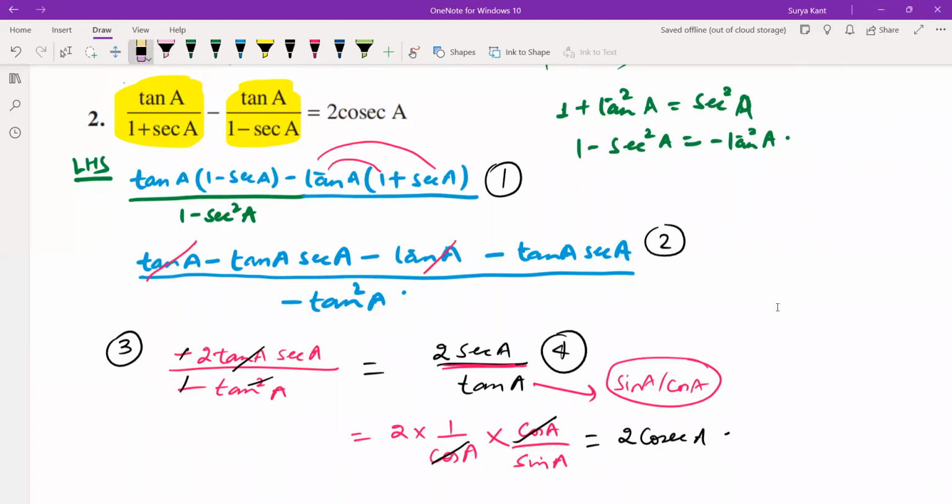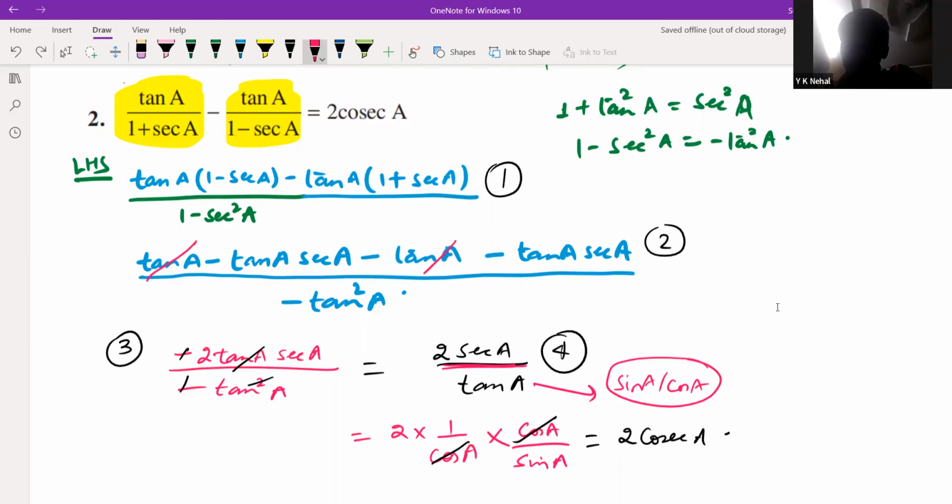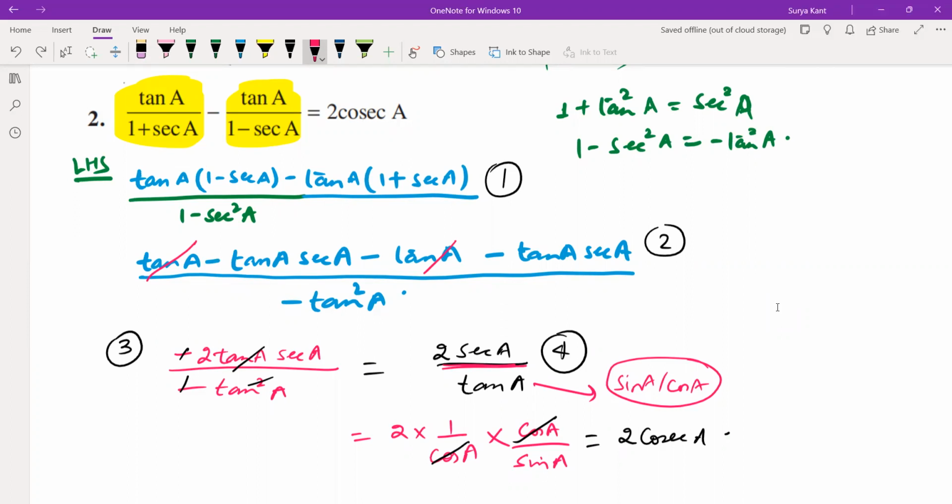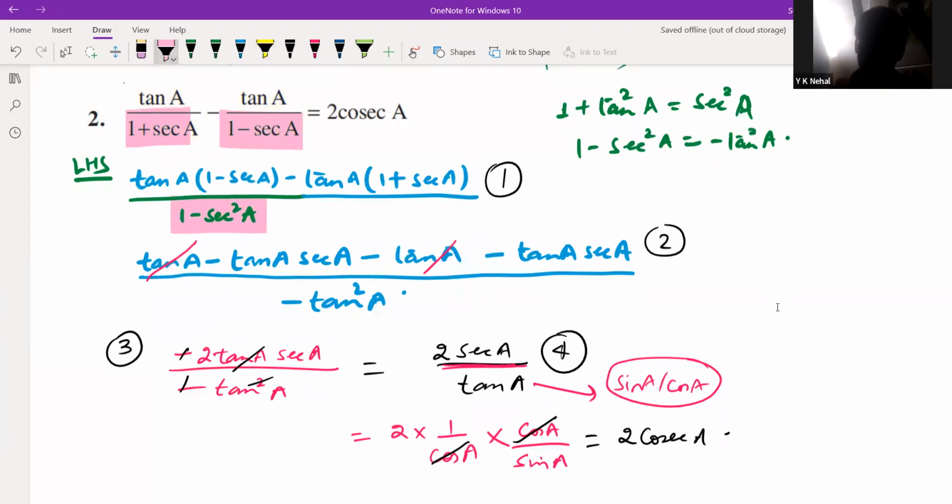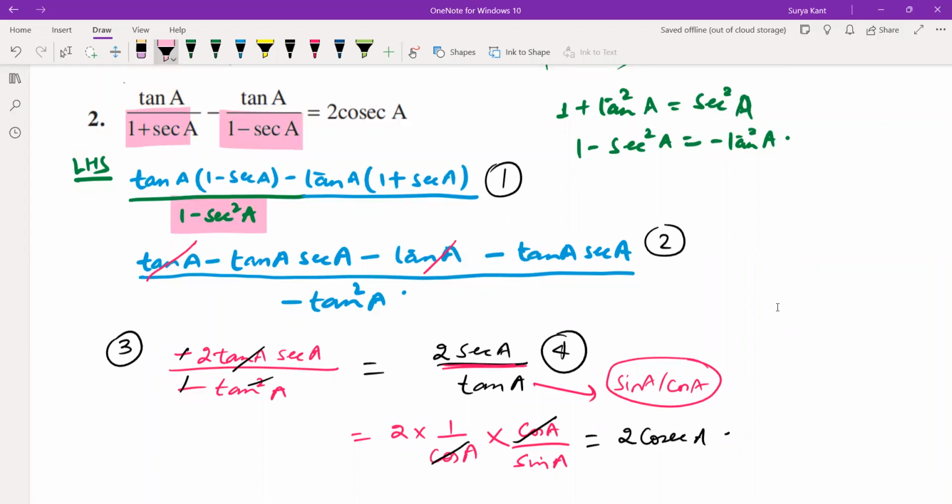And tan A will get cancelled because of plus and minus, right? And yes, the third step, tan A sec A becomes 2 times tan A sec A, whole divided by minus tan square A. So we rationalized it first and combined it, sir. We have not rationalized anywhere. We just took the LCM in the first step. Like 1 plus sec A and 1 minus sec A, the LCM is both of them. 1 minus sec square A, a plus b into a minus b, right?